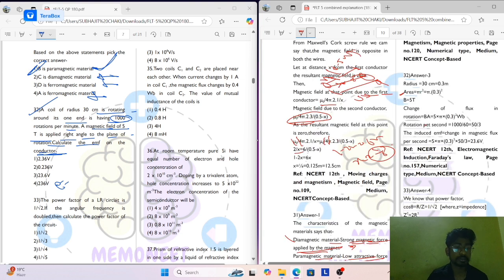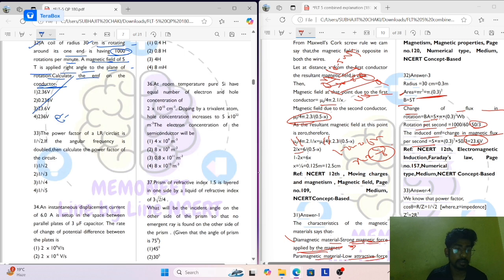Radius R is given, 30 centimeter, that is 30 into 10 to the power minus 2, which is 0.3. Change in the flux of rotation is B into A, 5 into pi into 0.3 square, right? Rotation per second is 1000 by 60, that means 50 by 3. The induced EMF is the change in flux per second, that is equal to 5 pi into 0.3 square into 50 by 3. Okay, so if you calculate all of this, you will get 23.6 volt. Option number 3 will be the correct option here.